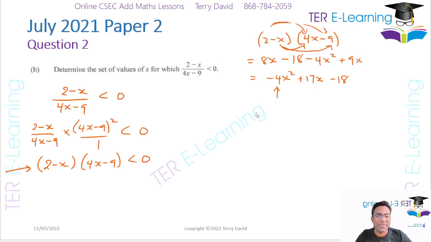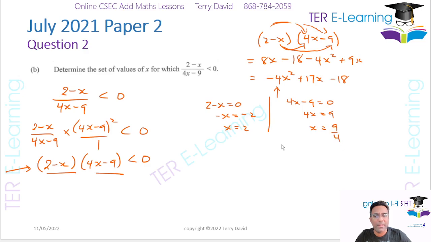So this graph here, based on these two brackets, I know that the graph should cut at 2 minus x is equal to 0, minus x is equal to minus 2, so x is equal to 2, as one solution to the quadratic. The next one is 4x minus 9 is equal to 0, 4x is equal to 9, x is equal to 9 over 4.